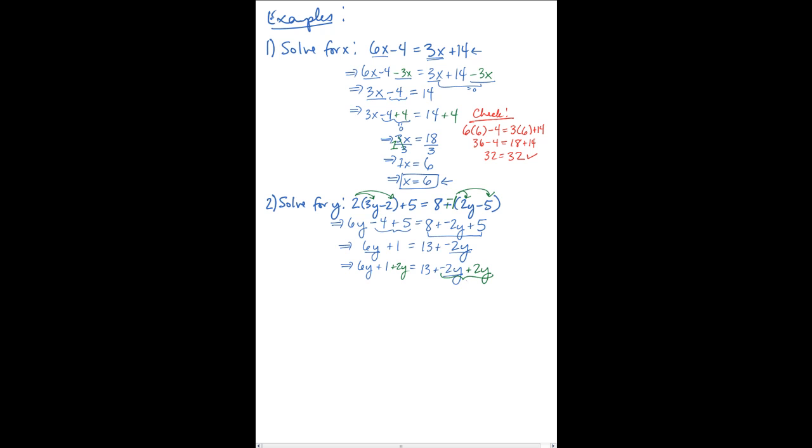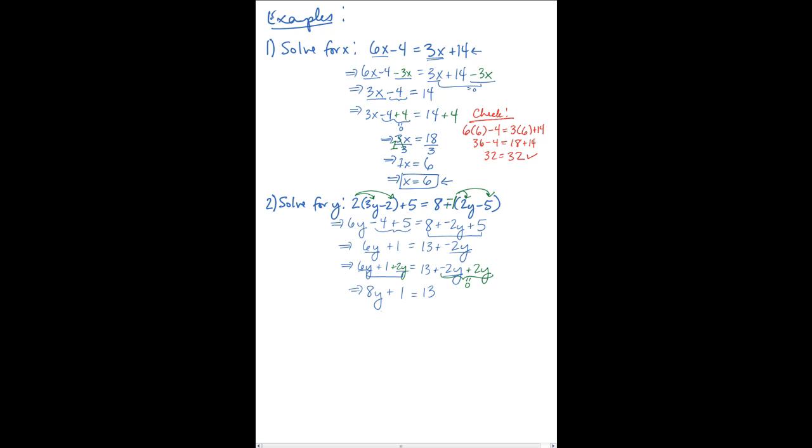Negative 2y plus positive 2y is going to equal 0. So all I will have left on the right-hand side will just be 13. And on the left-hand side, I have 6y and 2y are like terms. If I add them together, I get 8y, and I still have the plus 1. So 8y plus 1 equals 13.